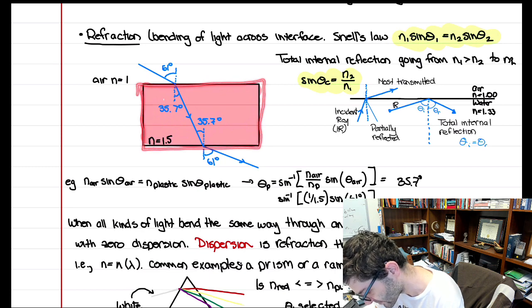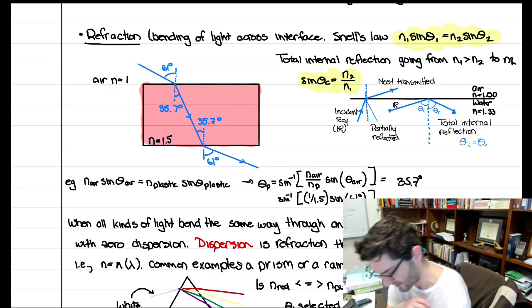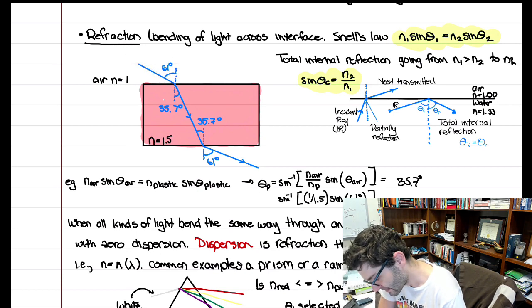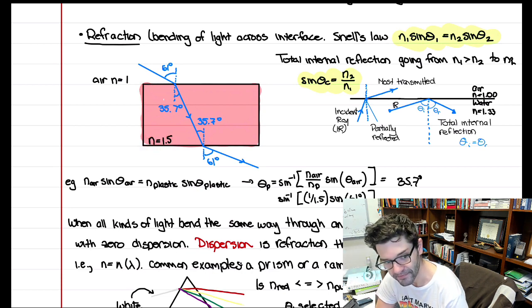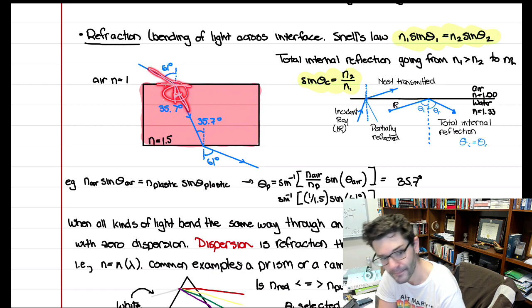So then I have this simple example where I have a block of plastic that has an index of refraction of 1.5, and then I have a light beam that's going to come in from the outside air, which I'll take the index of refraction to be 1. So the light beam comes in, and I measure that it has an incoming angle, measured relative to the normal, of 61 degrees. I know I'm going into plastic that has an index of 1.5. So then I can calculate what angle it should exit at this interface.